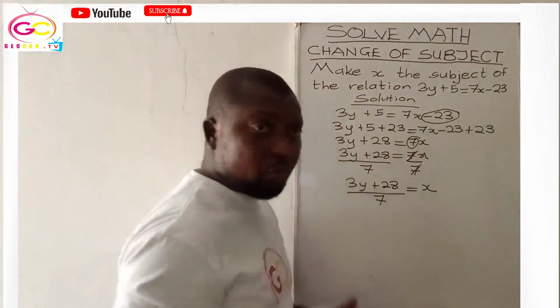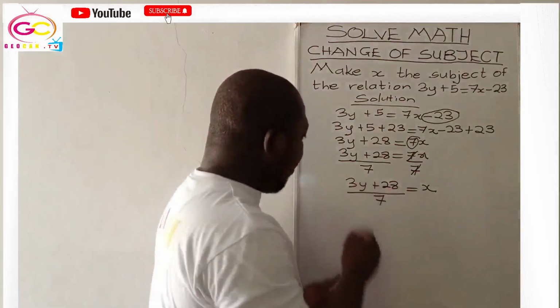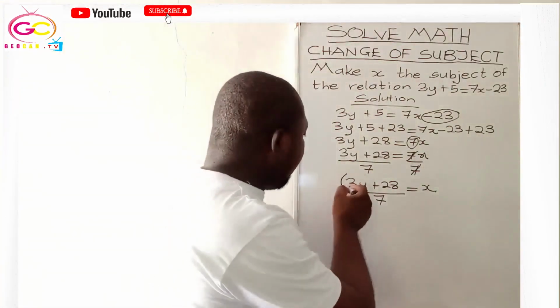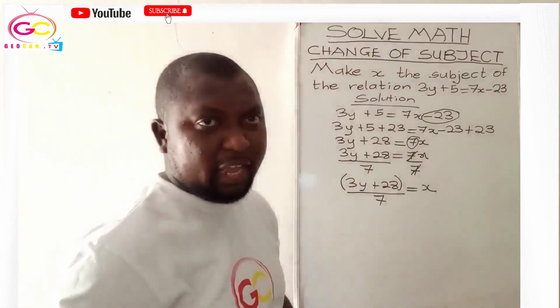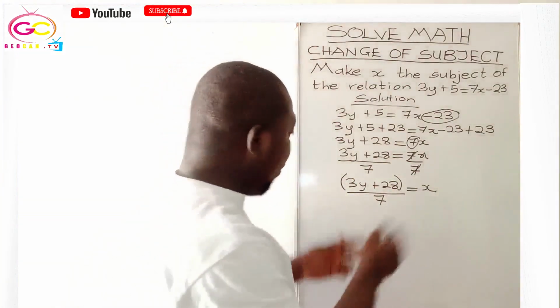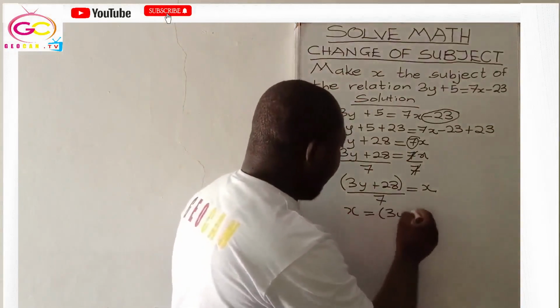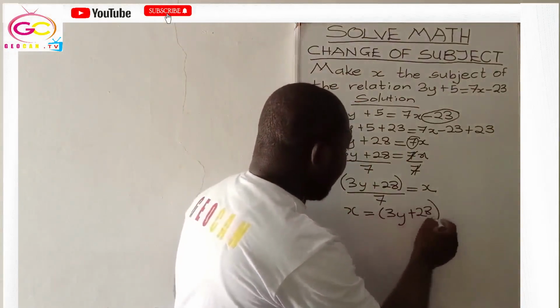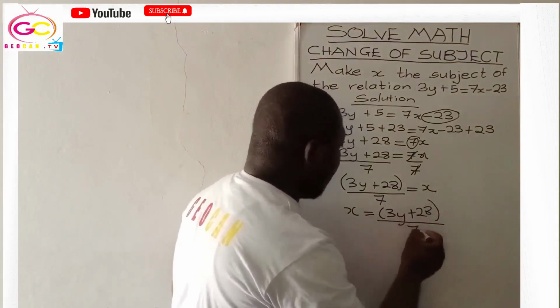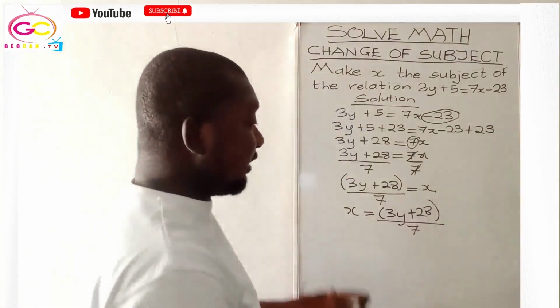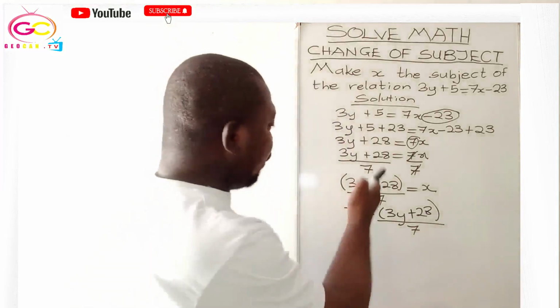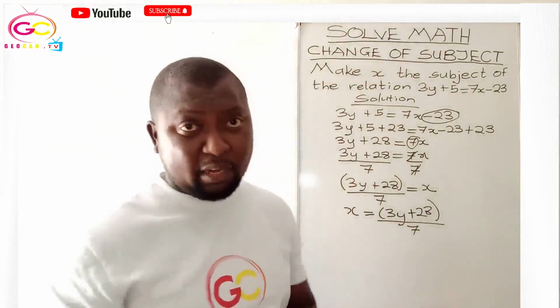Now, if always you have your numerator in the form of this relation, I'll urge you to put it in brackets. Good. And that makes your work so easy. Now, one may decide to write x to be equal to 3y plus 28, bracket close, all over 7. Yes, if you write it as these two, you are correct. Any which way, you are correct. Good. I believe you got it.